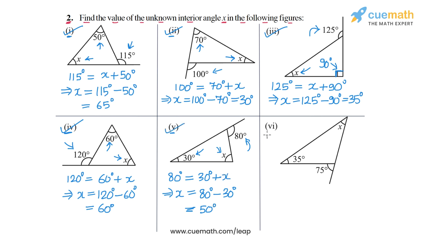And then finally in part 6, the exterior angle given is this angle 75 degrees and the opposite interior angles are x and 35 degrees. So we can say 75 degrees is equal to x plus 35 degrees, and from here we will get x equal to 75 degrees minus 35 degrees, and this will be equal to 40 degrees. So for part 6 the answer is 40 degrees. And with this we have completed question number 2.